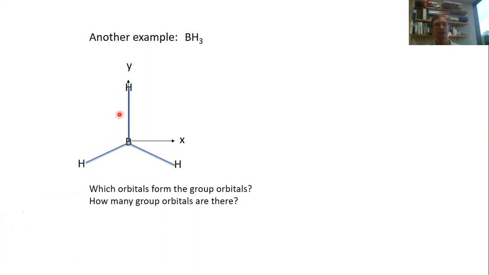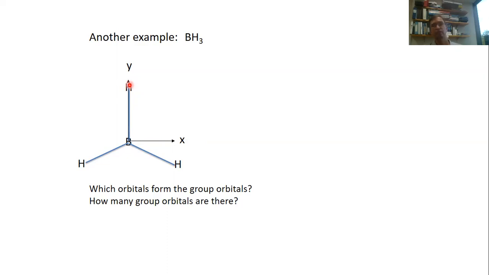Then you have to define your coordinate system. We have here a planar molecule, so one useful way to define the coordinate system is to have the XY plane be the plane of the molecule. X would point to the right, Y would point to the top, and one of the three boron-hydrogen bonds would contain the Y-axis.